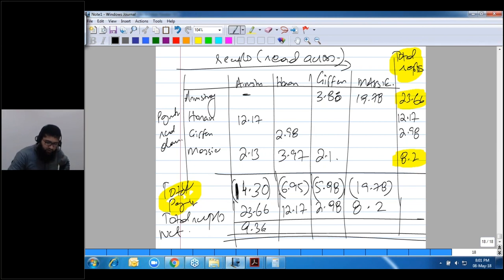Okay, so it is 9.36, and what is the last one? 11.58. Okay. Now what actually happens in the netting is if you sum up all of them, you will end up getting a zero. If you sum up all of them, you will end up getting a zero.